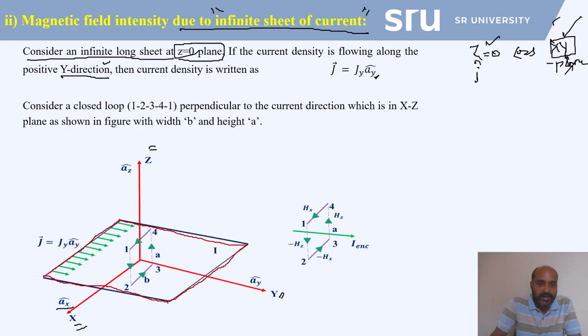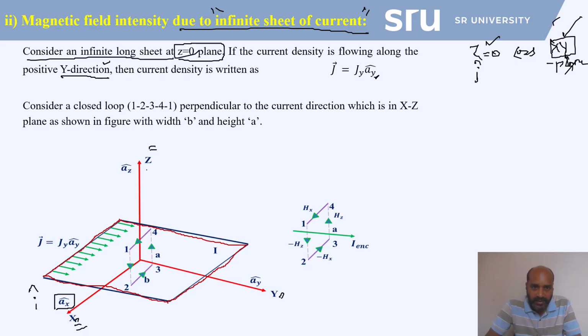And these are the base vectors along the x, y, and z directions. ax cap is the unit vector along x, or you can say generally i cap. Similarly, ay cap is the unit vector along the y direction, and az cap is the unit vector along the z direction. Now on this sheet, the z value will be 0 everywhere. That's why we say z equal to 0 plane, or xy plane.